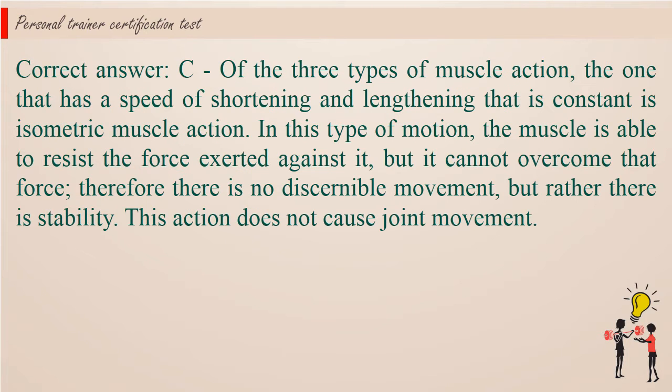Correct answer, C. Of the three types of muscle action, the one that has a constant speed of shortening and lengthening is isometric muscle action. In this type of motion, the muscle is able to resist the force exerted against it, but it cannot overcome that force, therefore there is no discernible movement, but rather there is stability. This action does not cause joint movement.